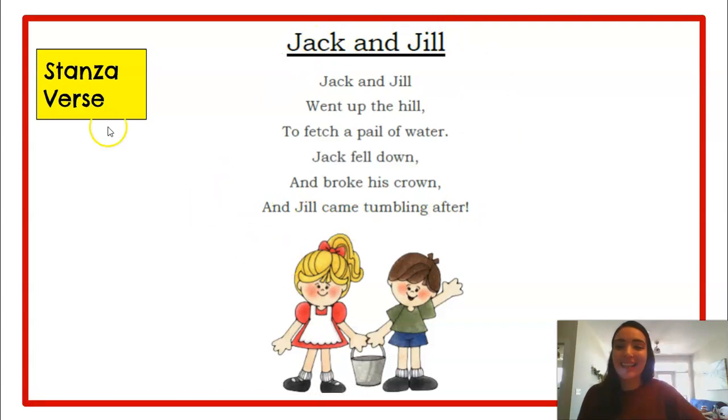How many stanzas are in this poem? Just one. Our next vocabulary word is verse. So a verse is an individual line. So take a second and count how many verses are in my Jack and Jill poem. If you got 6 verses, you would be absolutely right. We have 1 stanza and 6 verses in our Jack and Jill poem. Let's go ahead and read it.